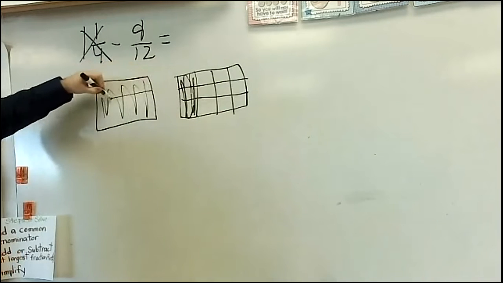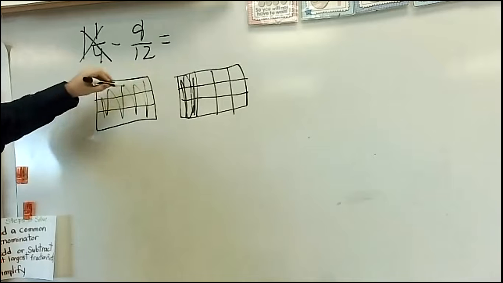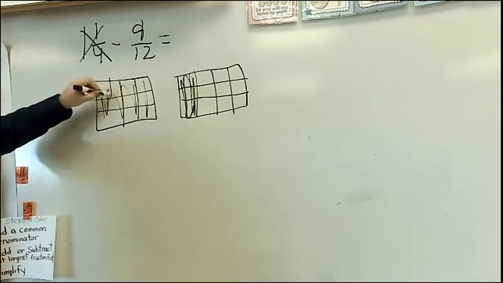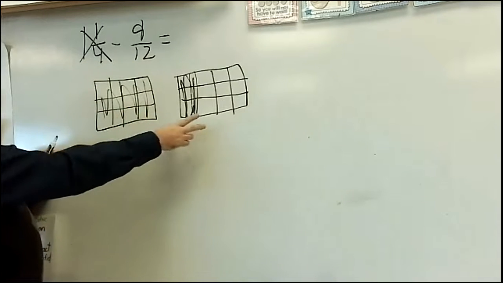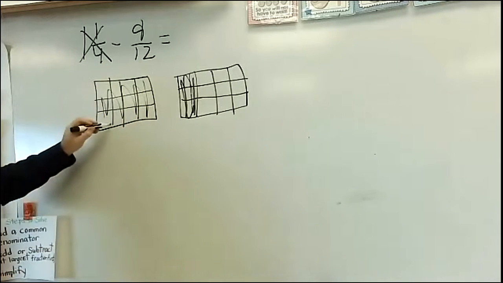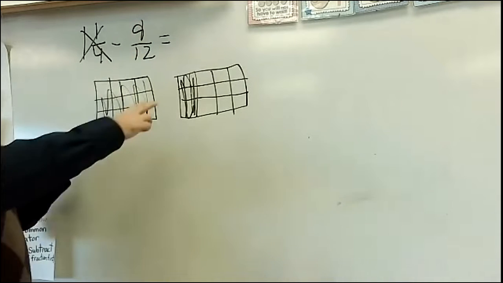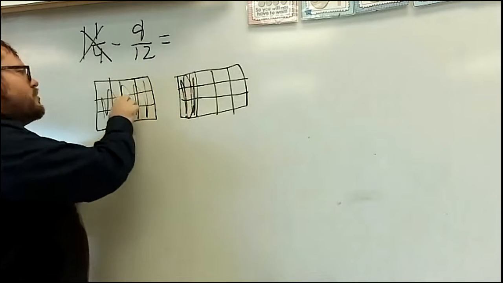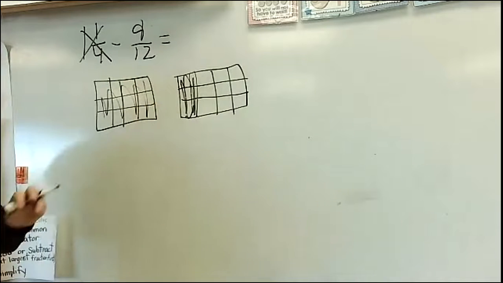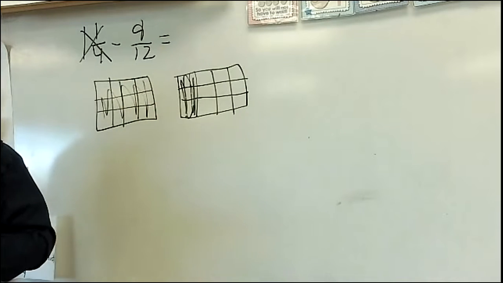So I'm going to go ahead and break up my whole into 12ths. So really what I'm doing is I'm borrowing from the whole to finish off my problem. So now let's take out 9. Go ahead and take out 9/12 and then write down your fraction of what you get after you take out your 9/12. I'll give you about 20 seconds.